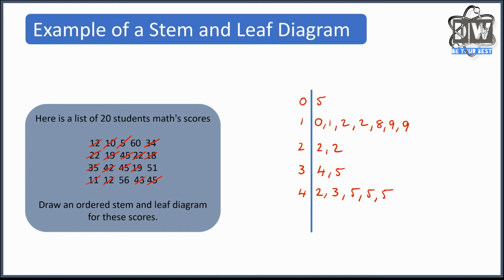Now we're on to our 50s. We're nearly there. I've got a 51 and a 56. And last but not least, I have the 60. And amazingly, I've managed to do that in an ordered fashion. Do not forget to write the key. I always write the key to my first number. So the key is 0 stem 5 equals 5. And that is our answer. Hopefully you got that one correct. Oh, I almost forgot to cross out the last one.